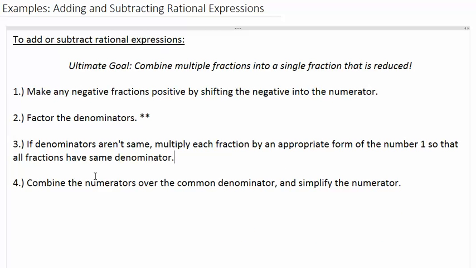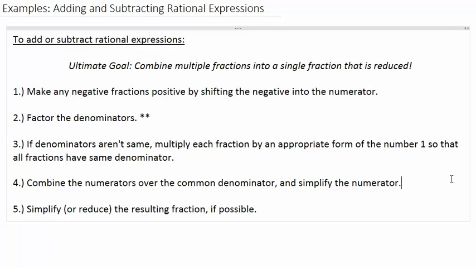Once they all have the same denominator, you can combine the numerators over the common denominator. So you're putting all the numerators together into one numerator, and then you want to make that numerator as simple as possible, combine like terms, etc. Now you have a single fraction. At this point you have a single fraction, but we need to have a single fraction that is reduced. So the final thing we need to do is make sure to simplify or reduce the resulting fraction. And you do that by factoring and canceling if possible. Okay, let's get to some examples.